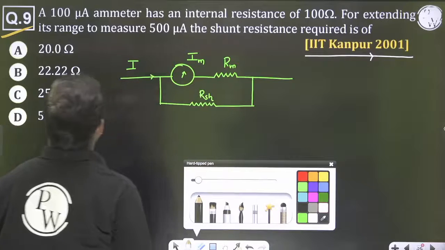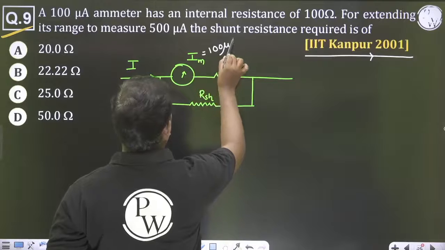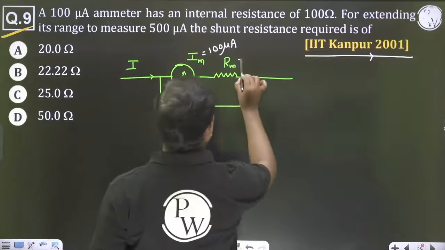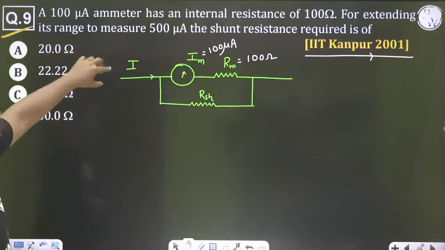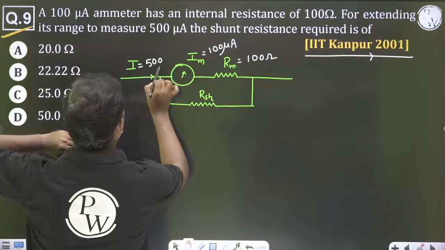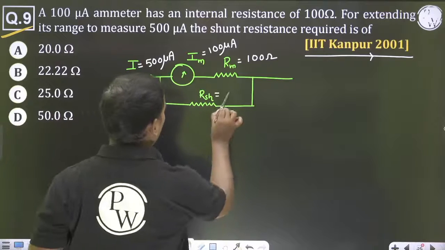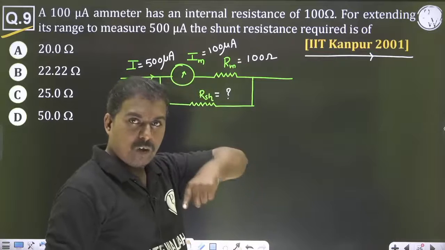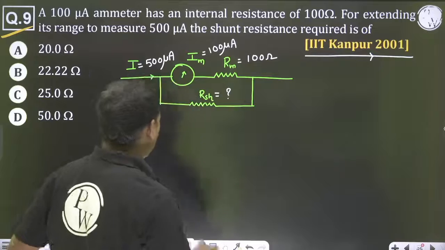A 100 microamperes ammeter. So this Im is equal to 100 microamperes. It has an internal resistance of 100 ohms. So this Rm is equal to 100 ohms. For extending its range, he wants to extend the range from 100 microamperes to 500 microamperes. What is the shunt resistance? Already we have discussed, the shunt is connected down, the M minus 1 also will connect down, I think in the just before lecture.